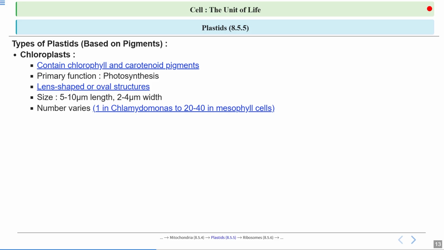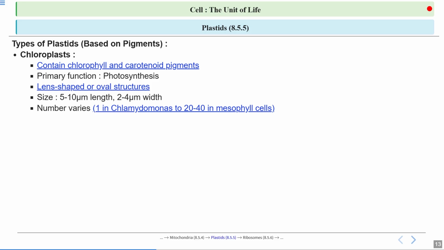The number of chloroplasts varies in different organisms and cells. Chlamydomonas consists of only one chloroplast. Mesophyll cells consist of 20 to 40 chloroplasts. Mesophyll cells are present in the leaves. Leaves are the site of photosynthesis.